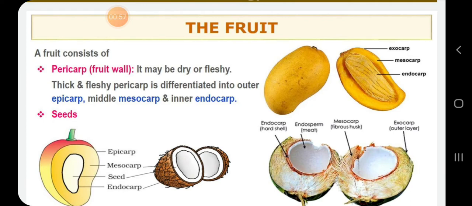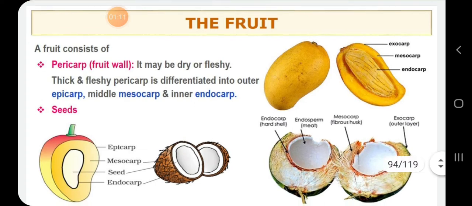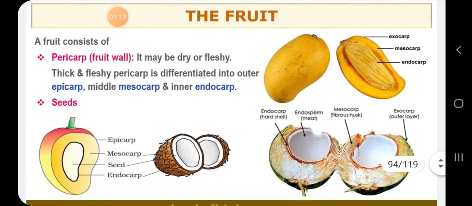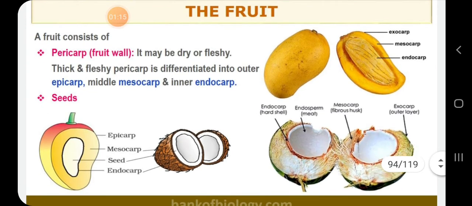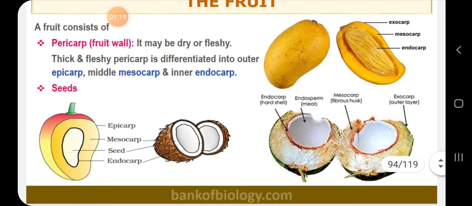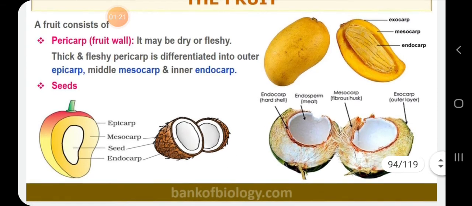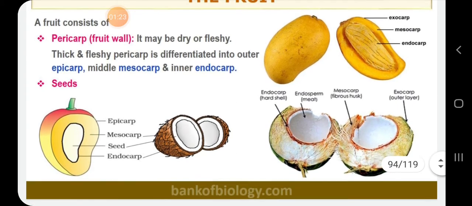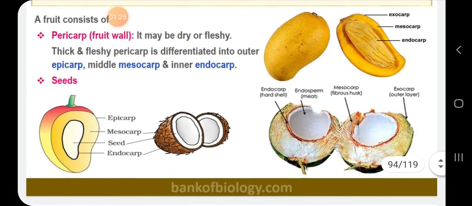Outermost is the pericarp, that is the fruit wall, the peel of the fruit. It may be dry or fleshy. The thick and fleshy pericarp is differentiated into outer epicarp, middle mesocarp, and inner endocarp. So in the mango you can see the peel is epicarp, the pulpy sweet portion is mesocarp, and the hard seed cover is known as endocarp.